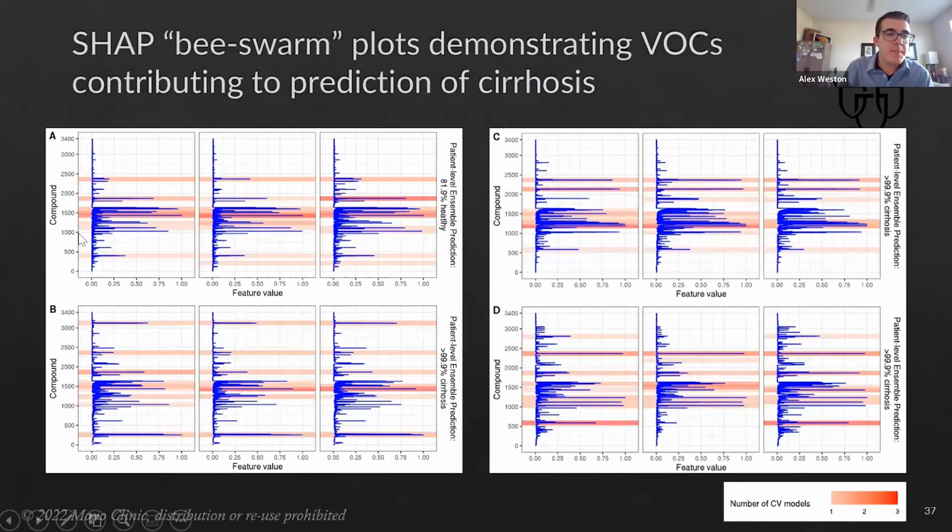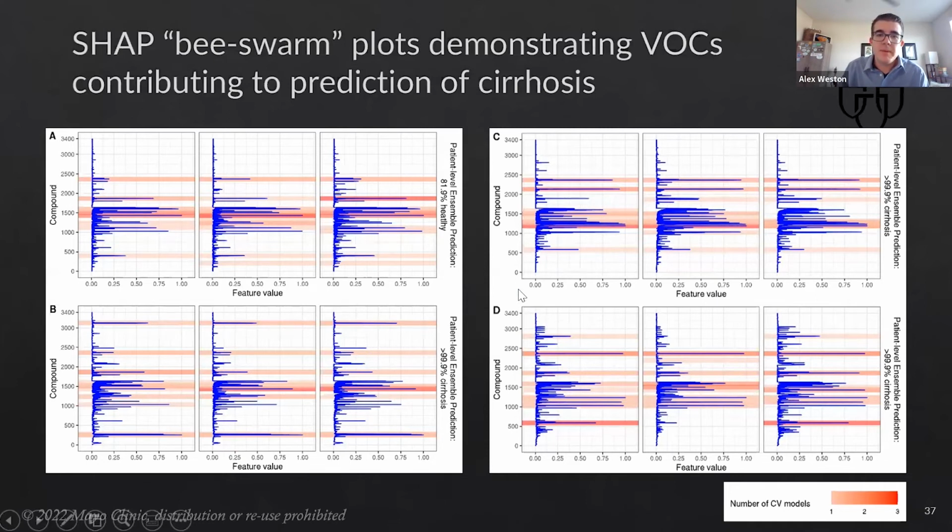So these are our heat maps that show which VOCs are being identified, or which metabolic features, I should say, are being identified. The intensity, or I guess color, of each of these plots indicates the number of models that are identifying that compound. The darker red means that 3 or 4 of our constituent models are identifying the compound. Lighter red means 1 or 2 are. And these are just 4 different examples from our test data set.